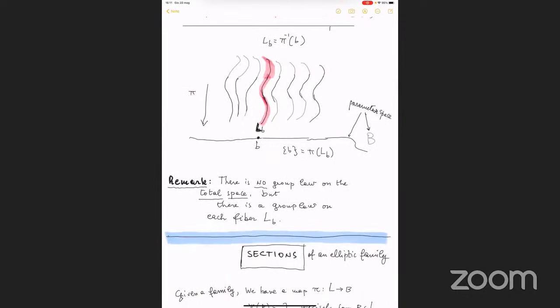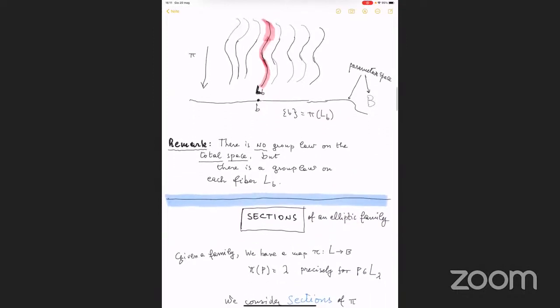You see, we have the base B, the parameter space, and for each point on the base, we have a curve. And this curve appears as the fiber of this function pi. The function pi is a function on the total space and sends each point to the base. So the fibers of pi are the elliptic curves in the family.